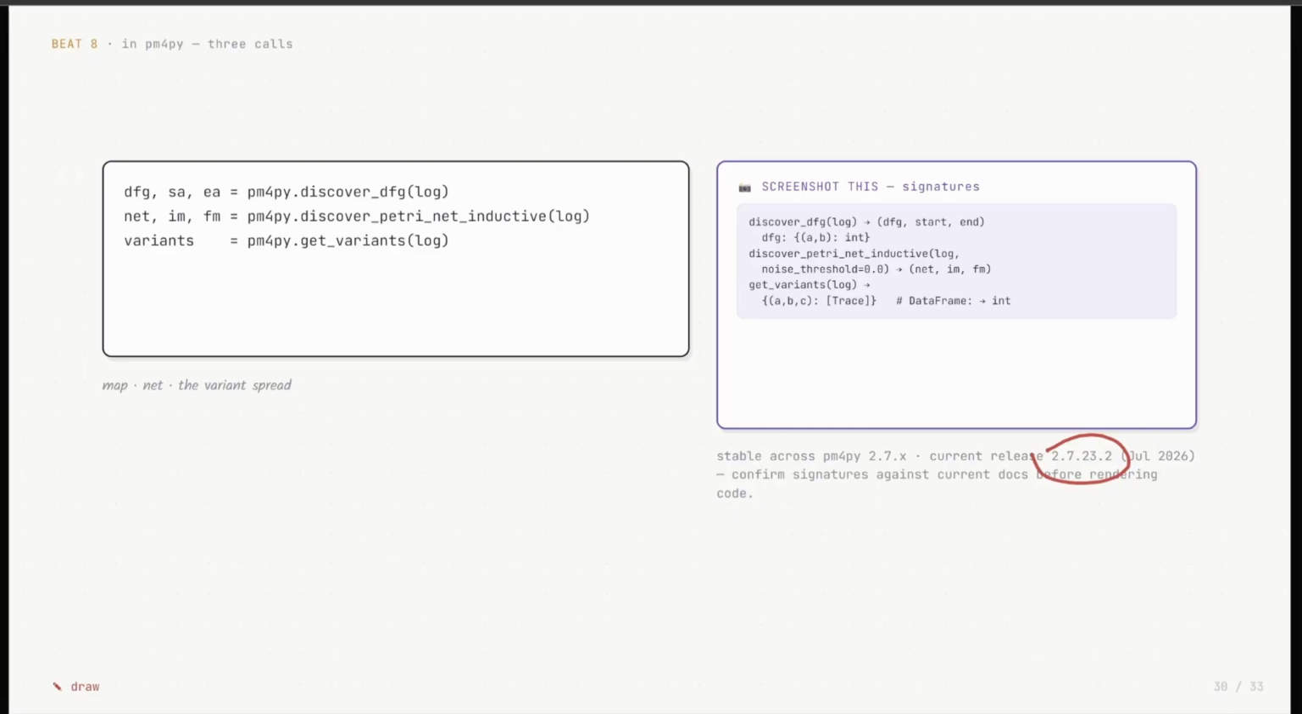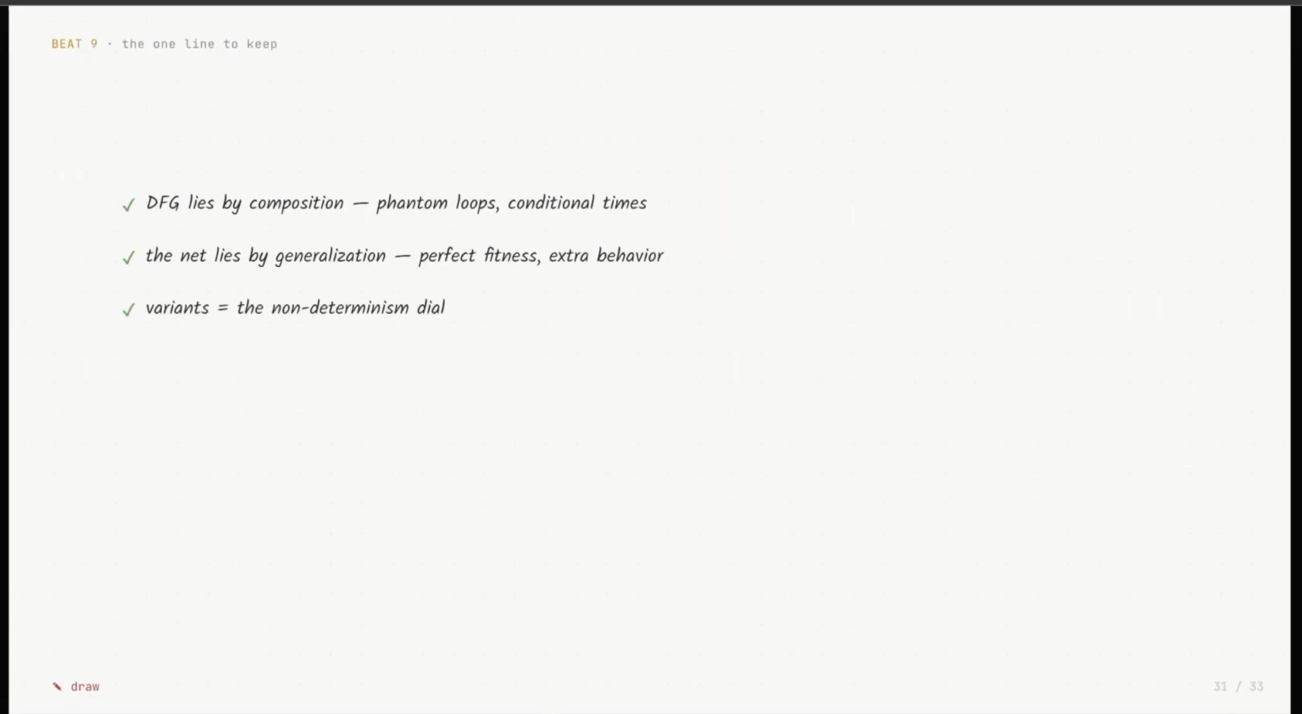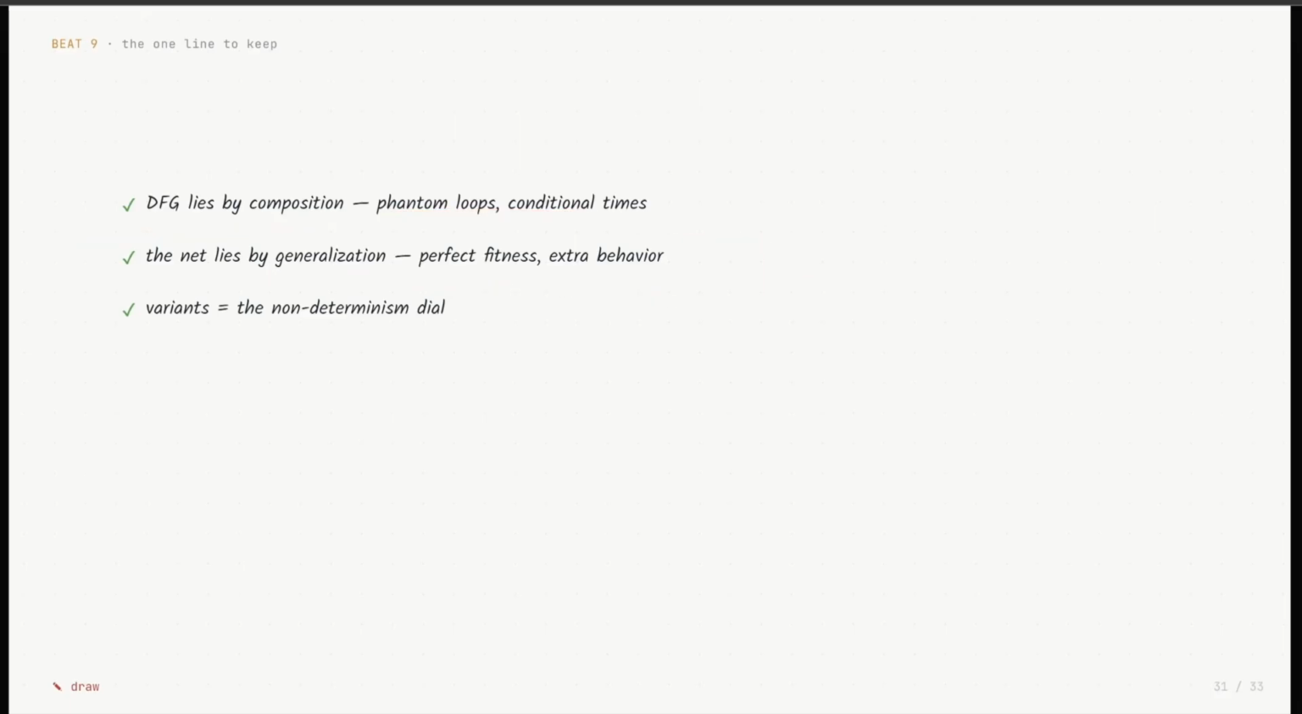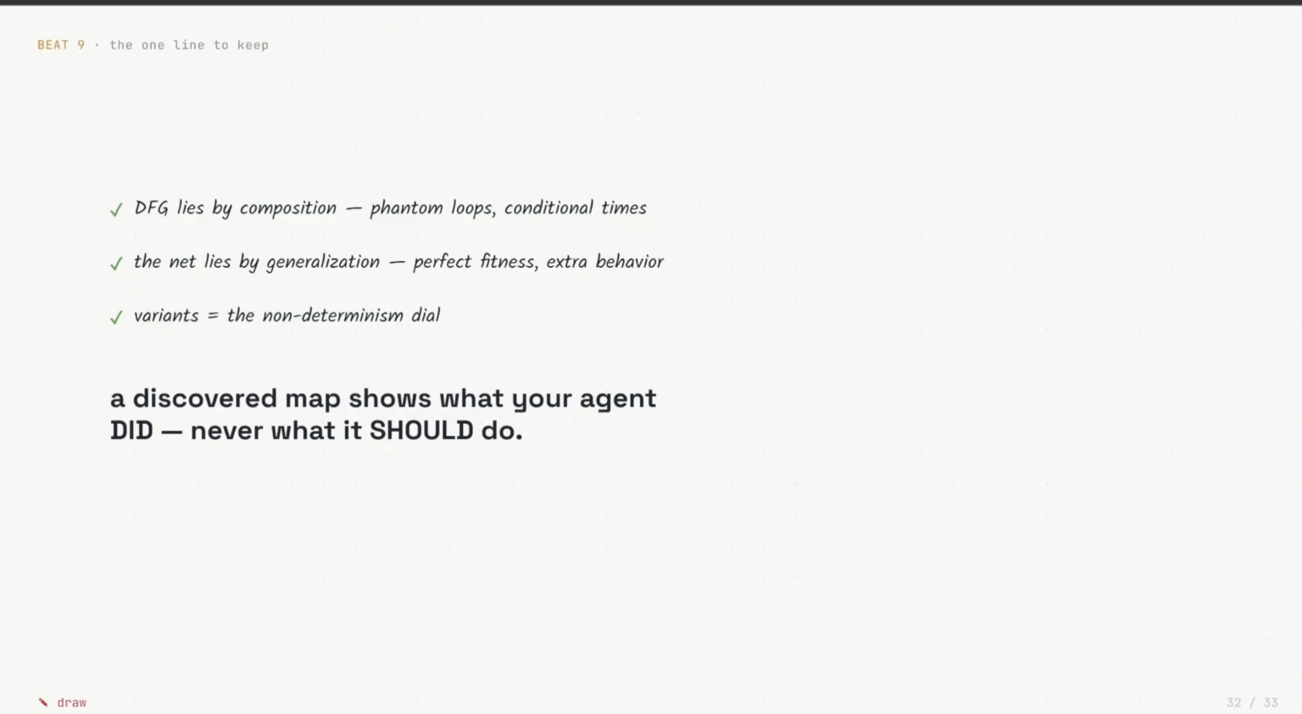And that was my last slide for today. Now, to give you a recap, we discussed three things. First, how we had our DFG, how the net is lying to us by generalization, how you can have perfect fitness and still have low precision, which is another problem, and how variants are your non-determinism dial. The one line to remember is that a discovered map shows what your agent did, never what it should do.